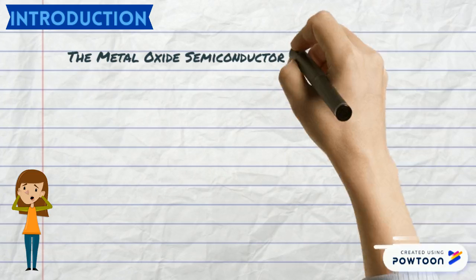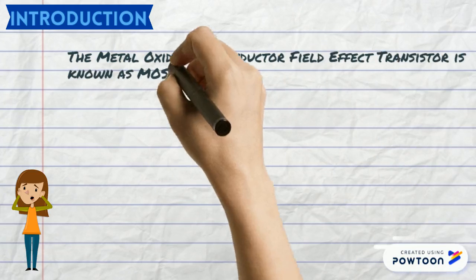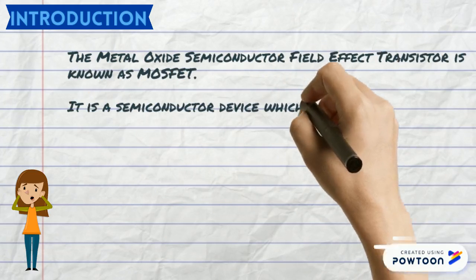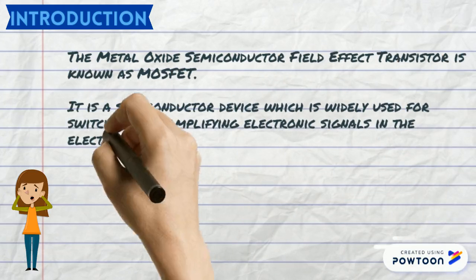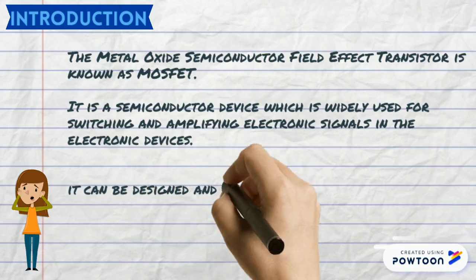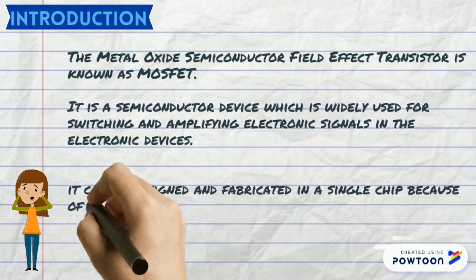The metal oxide semiconductor field effect transistor is also known as MOSFET. It is a semiconductor device which is widely used for switching and amplifying electronic signals in electronic devices. It can be designed and fabricated in a single chip because of its very small size.